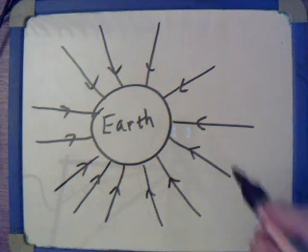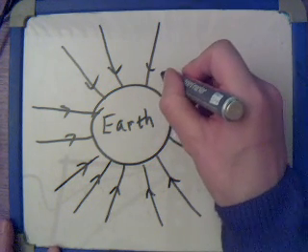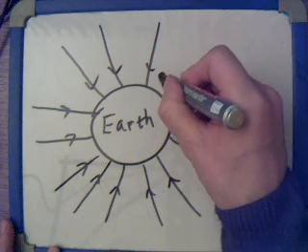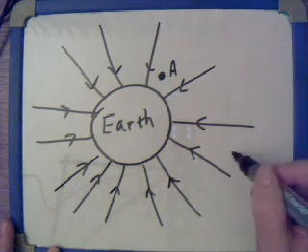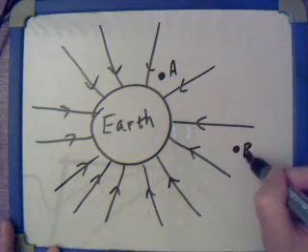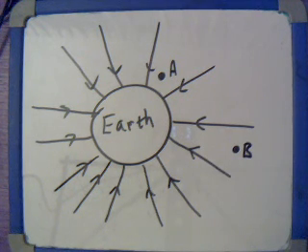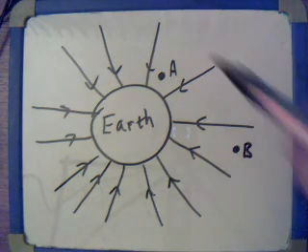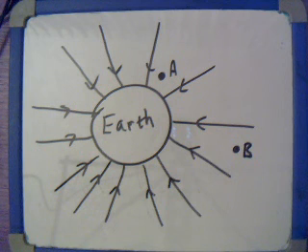Now notice, if we have an object here, I'll call that object A, another object B. A will feel a greater force field than B because the field lines are closer together. They're more dense.